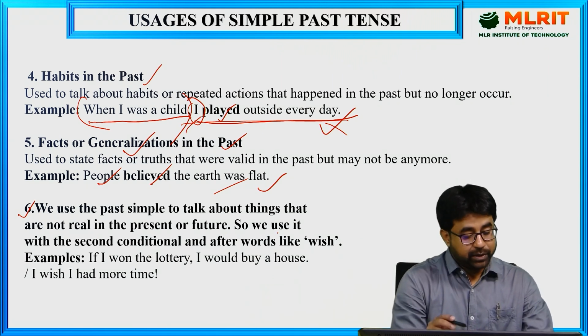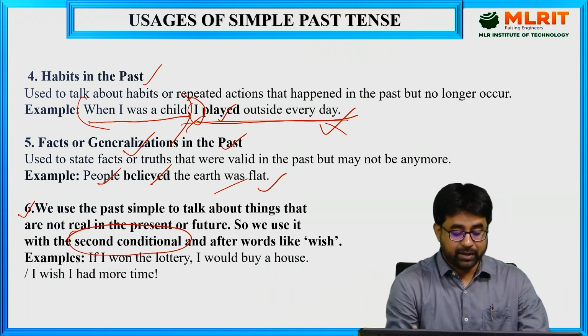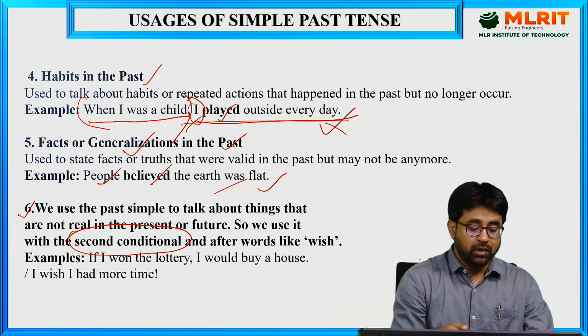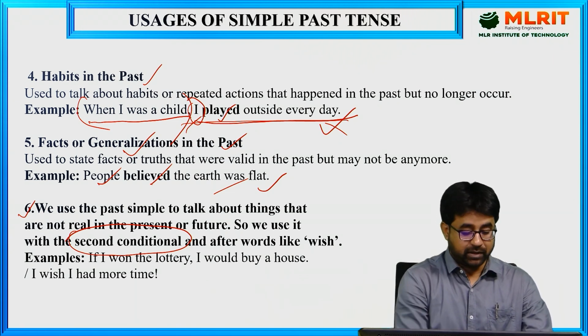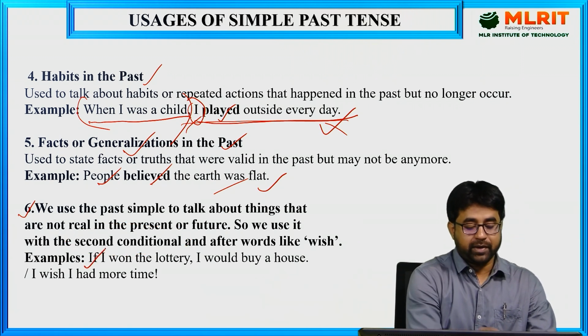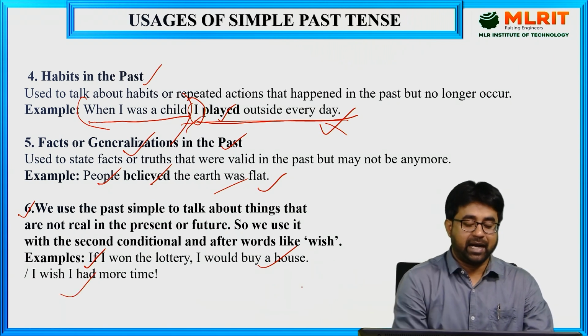Last one, we use the past simple to talk about things that are not real in the present or future. So we use it with the second conditional. Now, if you already have some idea about conditionals, first conditional, second conditional, third conditional, you know. So if we talk about something that is not real in the present or future, see the example, it would be more clear. If I won the lottery, I would buy a house. Okay. I wish I had more time.